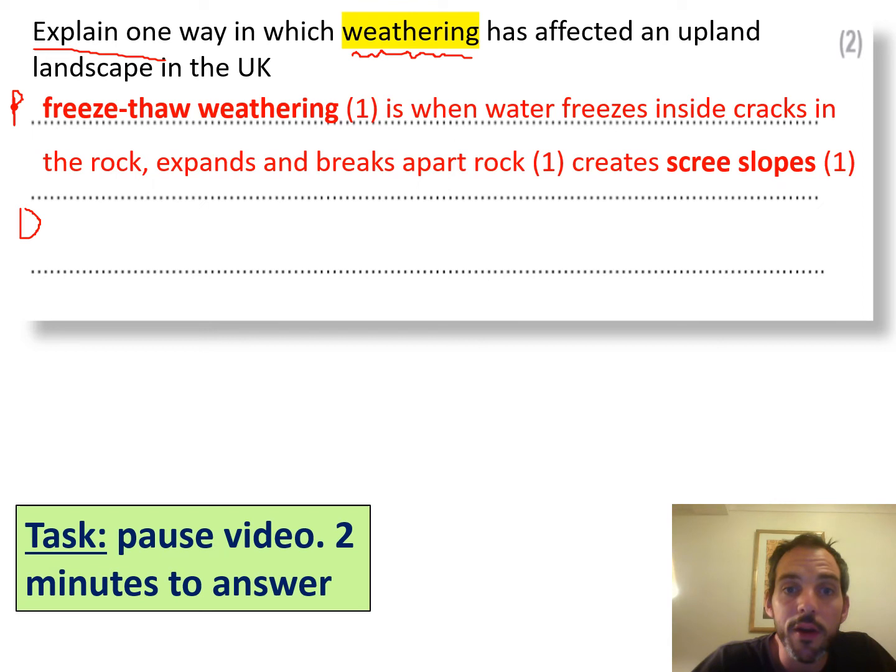Okay, so the answer is point: freeze, thaw, weathering is when water freezes inside cracks in the rock, expands and breaks apart. But you could have also got a mark for just saying freeze, thaw, weathering creates scree slopes. It's that simple, but just remember we're going for accuracy.